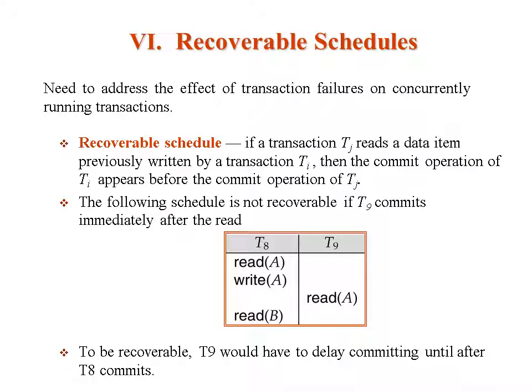So T9 is dependent on T8, and because of this, T9 must be aborted in order to ensure atomicity. However, T9 already committed and can't be aborted. Hence, it is impossible to recover correctly from the failure of T8. So to be recoverable, T9 would have to delay committing until after T8 commits. Else it will be a non-recoverable schedule.